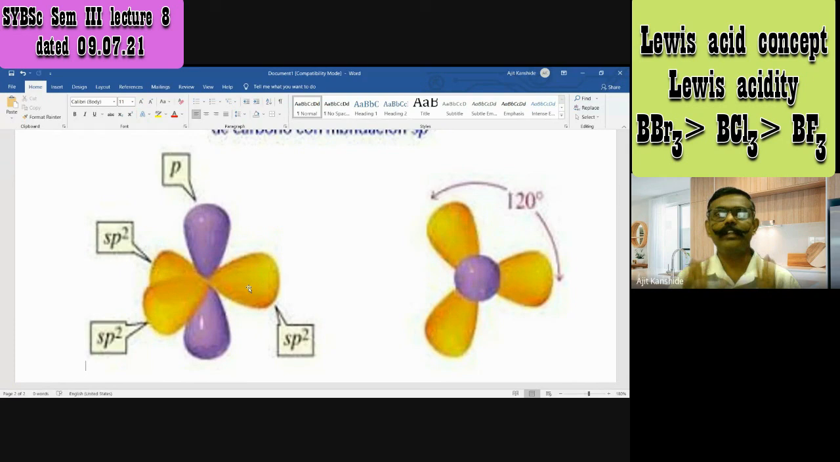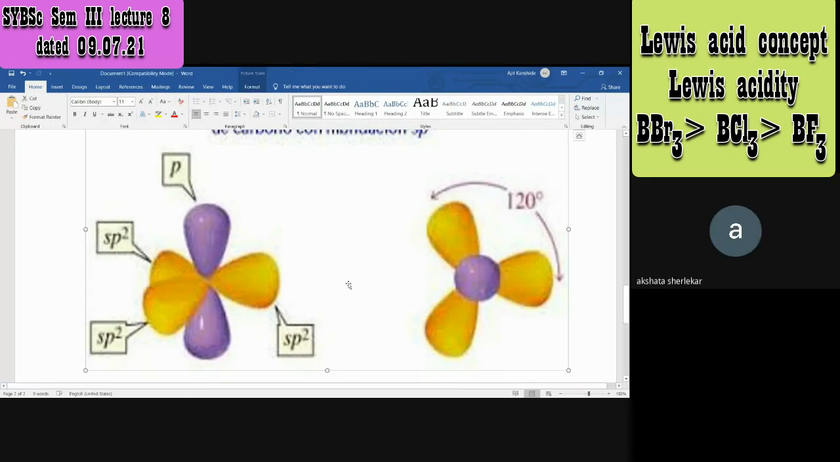So students, till now I told you the electronic configuration of various elements, the tendency to form number of bonds, and the Lewis acid tendency of boron compounds. Is that concept clear to you? Yes, sir.